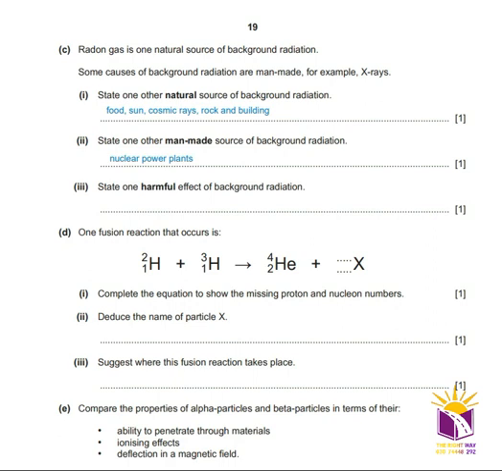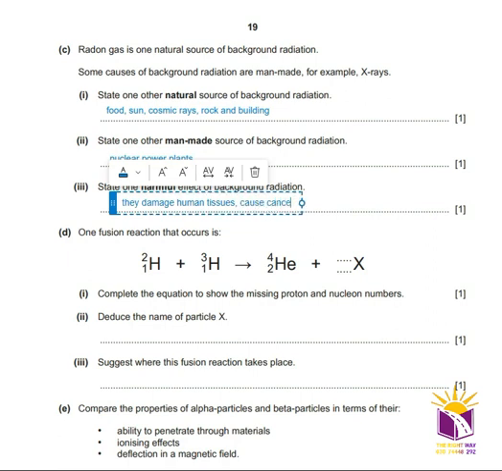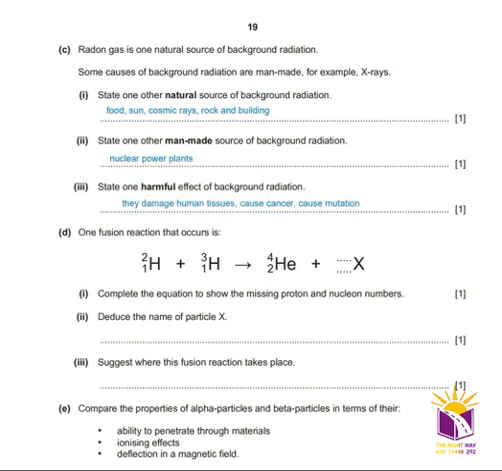State one harmful effect of background radiation. They damage human tissues. You can also say that they cause cancer, or that they cause mutation in the body of human beings.